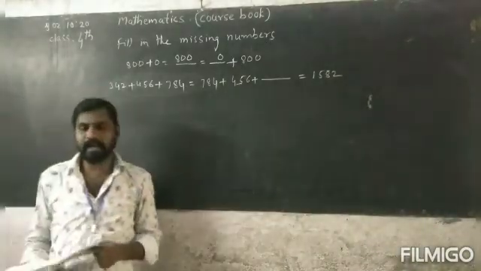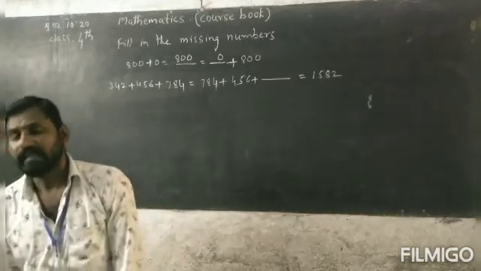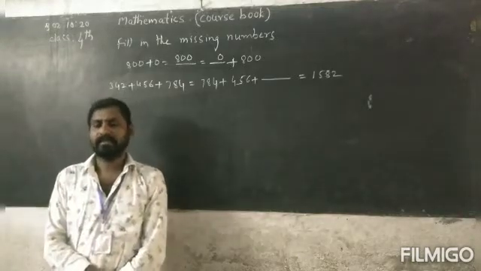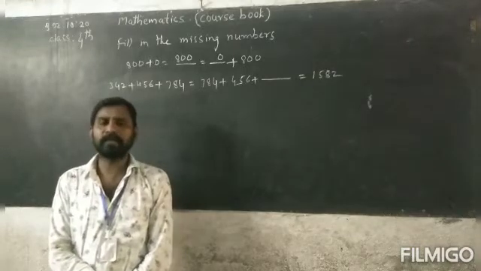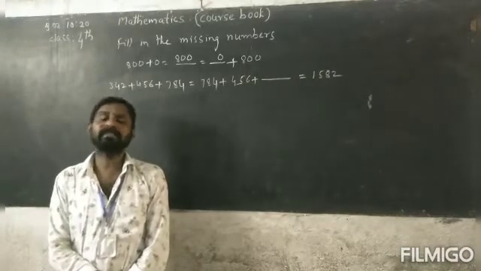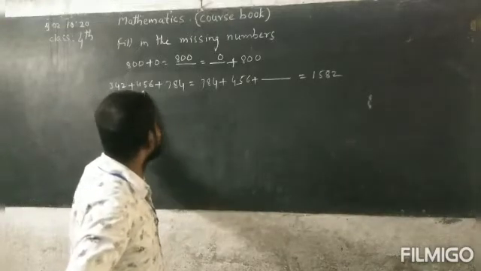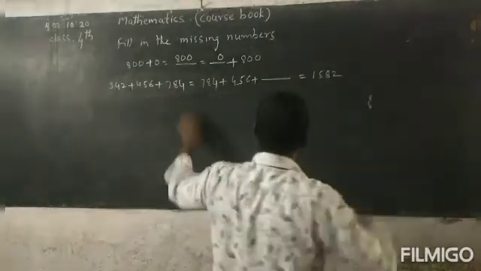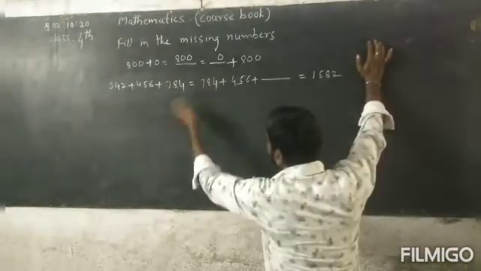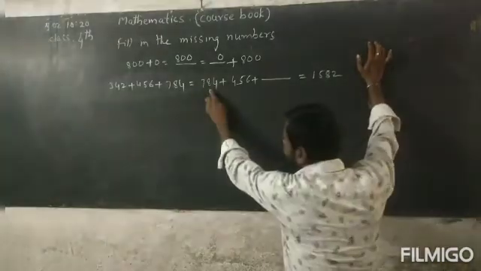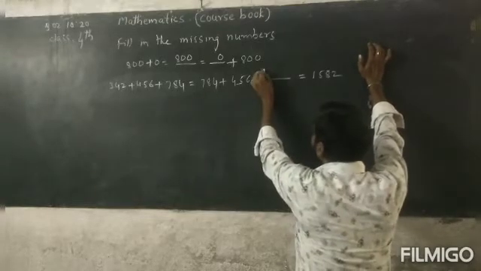When three numbers are added, even if we interchange the numbers by grouping, the sum remains the same. See here, 342 plus 456 plus 784, you can get 1582. See, you can change the order of the given numbers. So here 784, here 456, plus the remaining number is 342.